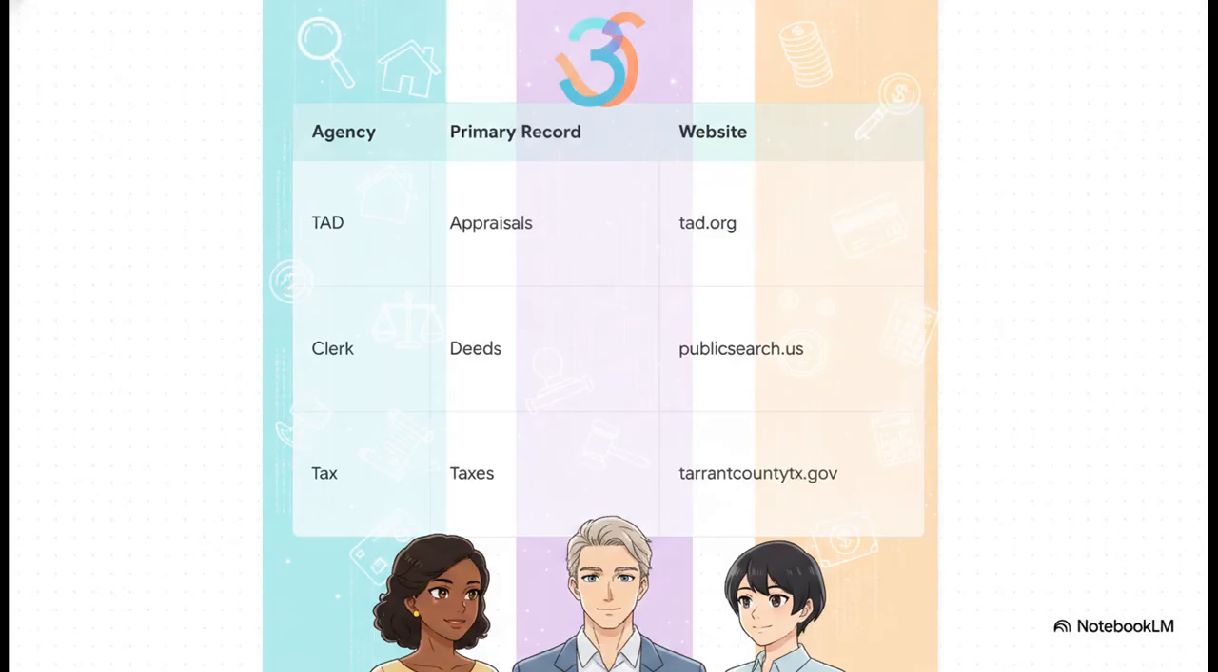And this brilliantly illustrates what I like to call the rule of 3 for Tarrant County. You essentially have 3 specific jurisdictions, and each one has its own dedicated website. First up is the Tarrant Appraisal District, or TAD, which handles appraisals, market values, and exemptions over at tad.org. Second is the county clerk. They're your go-to for legally binding documents like deeds and liens at tarrant.tx.publicsearch.us. And third, the tax assessor collector, handling the actual tax billing and payments on the main county site. Breaking this intimidating bureaucracy down into these 3 distinct lanes puts you way ahead of the game.